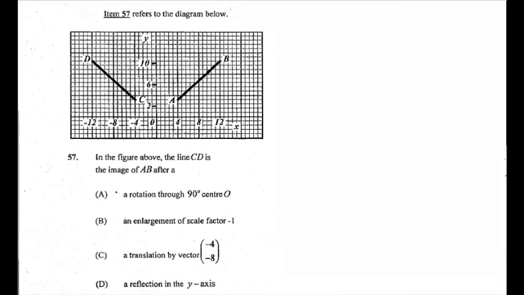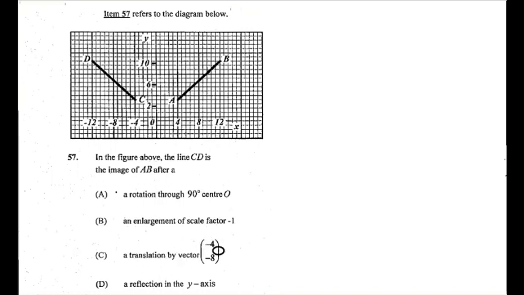57. In the figure above, the line CD is the image of AB after which transformation? So what you're looking at is what from AB will produce this image through the y-axis. A says a rotation through 90 degrees about O, so it will be right here, and if we rotate this 90 degrees, it will be somewhere down here. So A is not our answer. An enlargement of scale factor -1 means the shape should be the same size, so that is definitely not our answer.